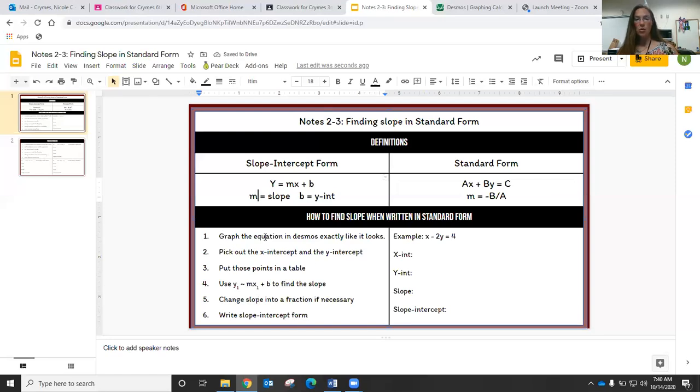The first thing we're going to do is graph the equation in Desmos exactly like it looks. In fact, since it's x and y, I can actually just copy this in. Then we're going to find the x and the y-intercept and use those 2 points to make the table. And then once we've created the table, we're going to use our same formula that we used last time in order to find the slope.